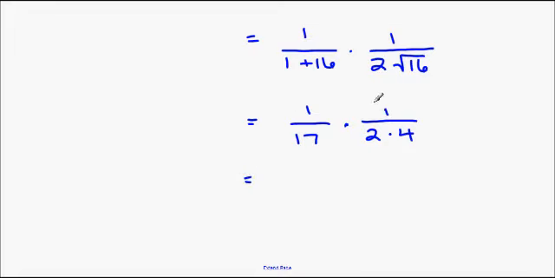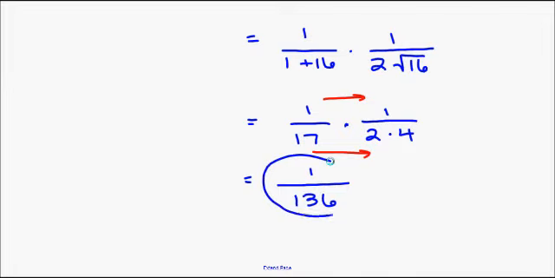And you're going to multiply top and bottom straight across. So we have 1 on top, and 17 times 2 times 4 is 136. So this is our velocity. We don't have a unit, but 1 over 136 is the velocity of this particle.